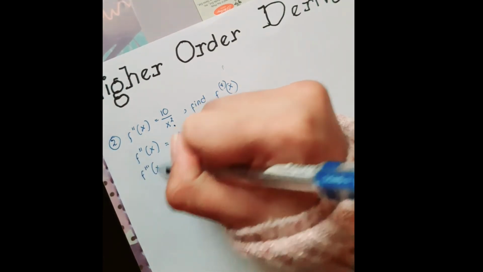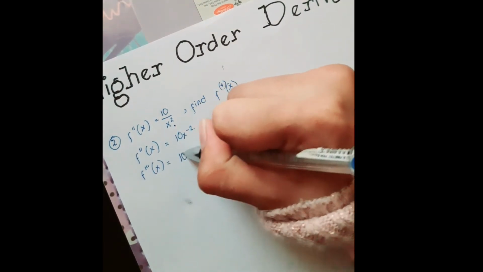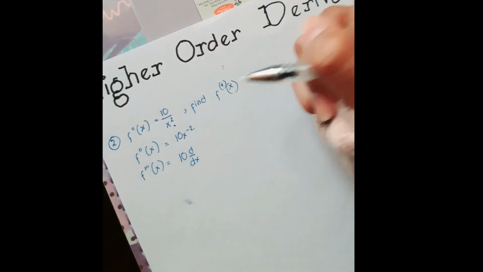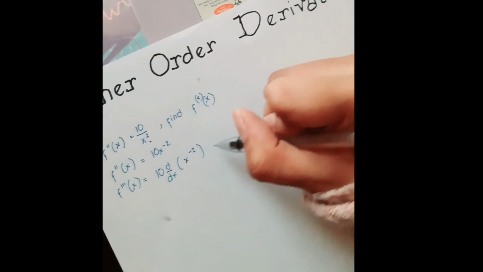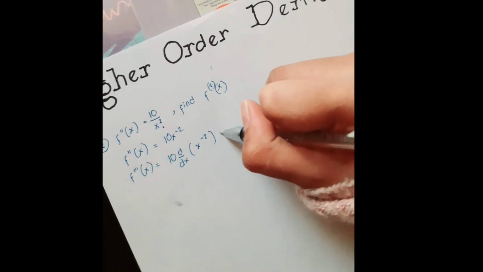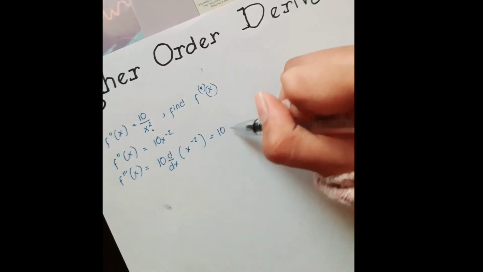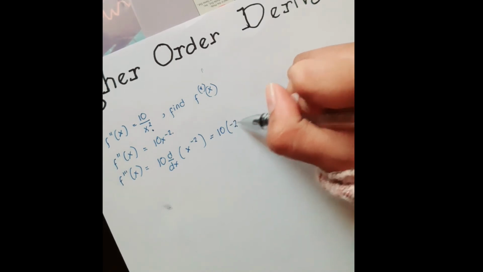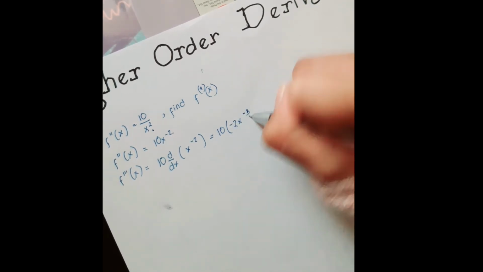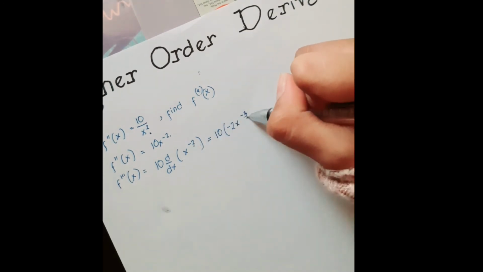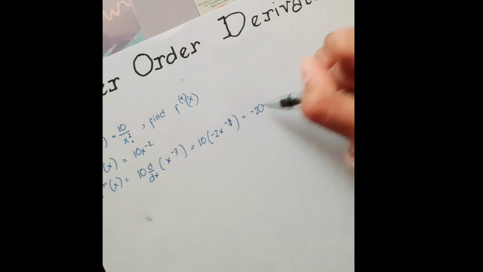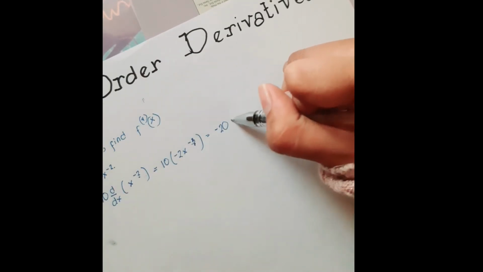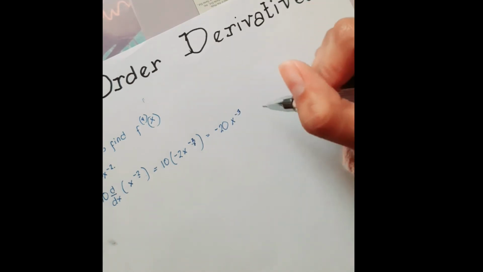Let's find the third derivative. 10, and then the derivative of x raised to negative 2. So let's have 10, then let's bring down the negative 2. Negative 2 minus 1 is negative 3. So it equals negative 20x raised to negative 3. So this is the third derivative.